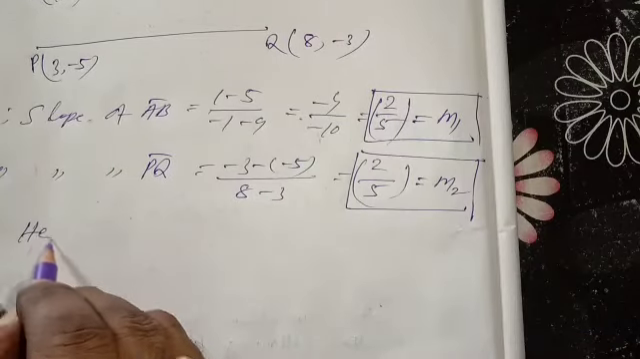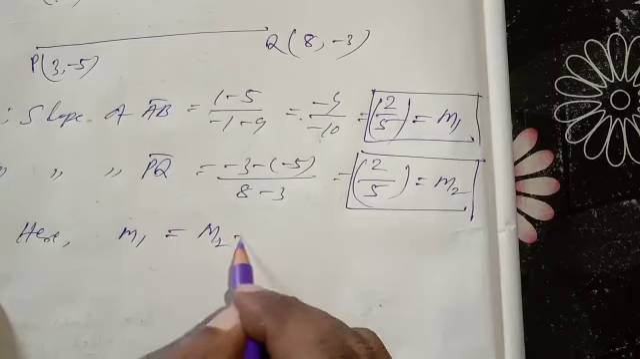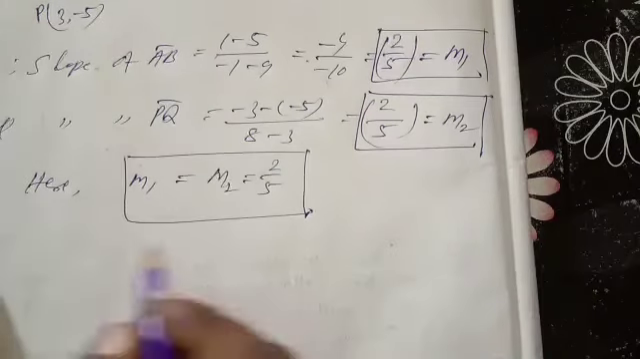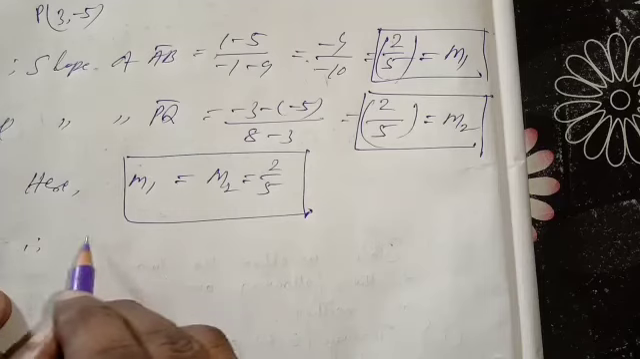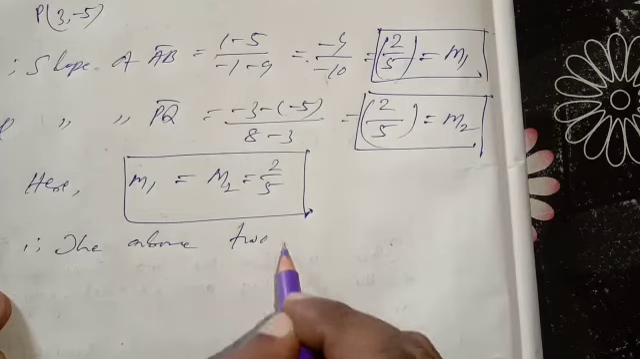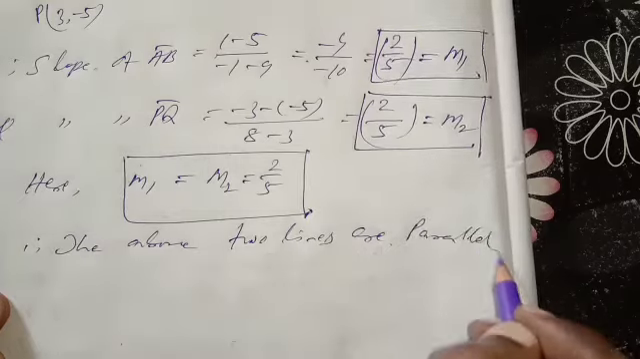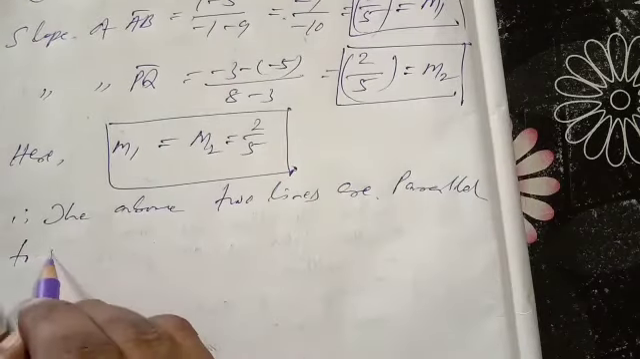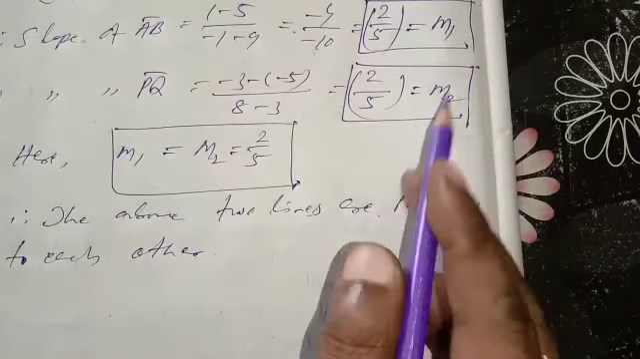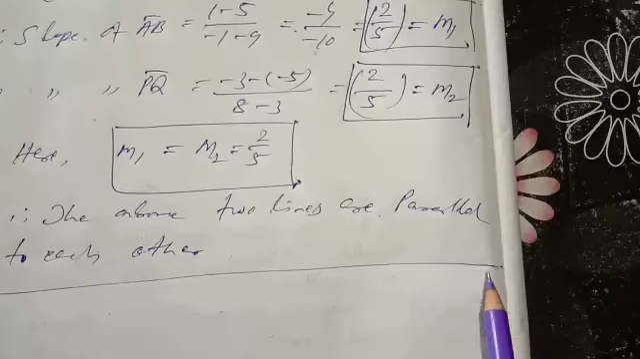So here the slope of the first line, m1, is equal to 2 by 5, and the slope of the second line, m2, is equal to 2 by 5. Whenever the two slopes are equal to each other, the two lines are parallel. Thus the above two lines are parallel to each other. This is what the question is asking. Whenever the product of the slopes gives you minus 1, then they are perpendicular to each other. I hope it is clear. Try to complete the remaining part of the exercise. Thank you for today's class.